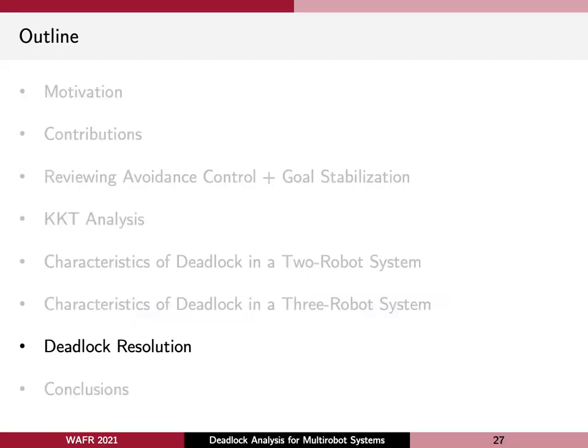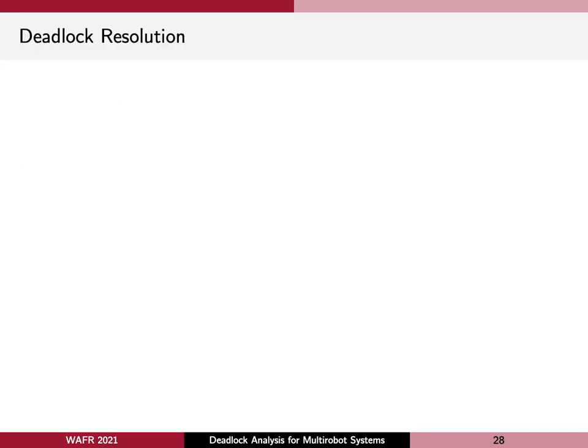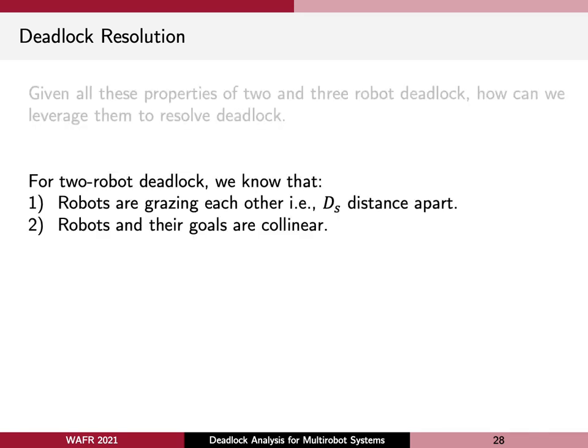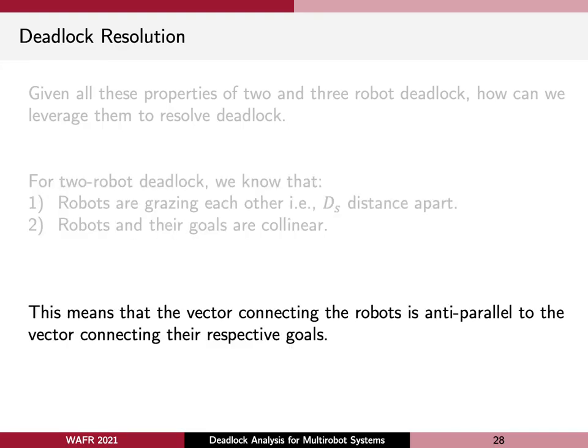So let's look at deadlock resolution now. Given all these properties of 2 and 3 robot deadlock, how can we leverage them to resolve deadlock? For the 2 robots case, we know that robots will be grazing each other and robots and their goals are collinear. Given these 2 observations, we can deduce that the vector connecting the robots is anti-parallel to the vector connecting their respective goals. This is the key idea behind the resolution algorithm.